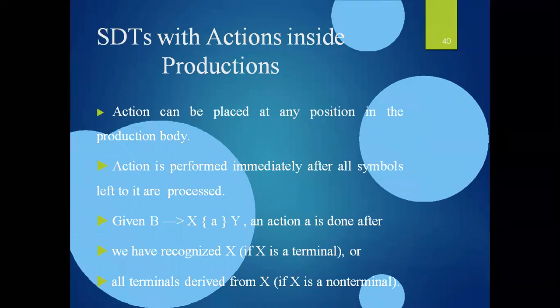And then here we have an example. See, B tends to X, and here it is enclosed with an action, a is in terminal, and then Y, and an action a is done. The action a is done after we have recognized the X, right?